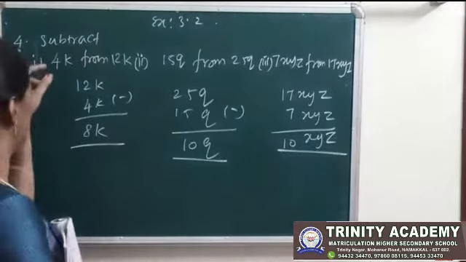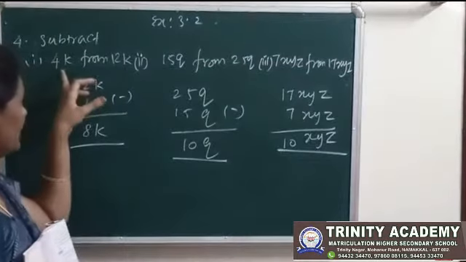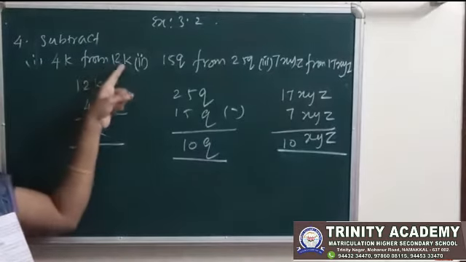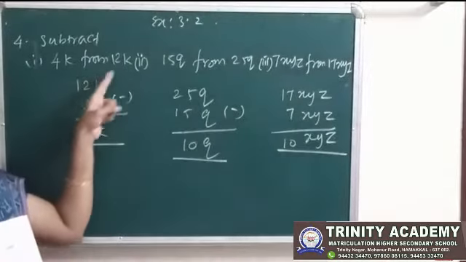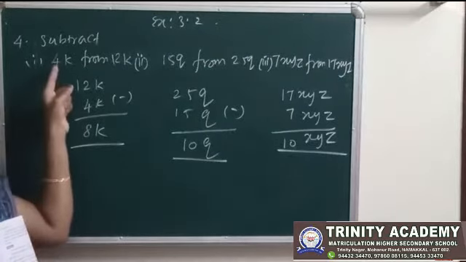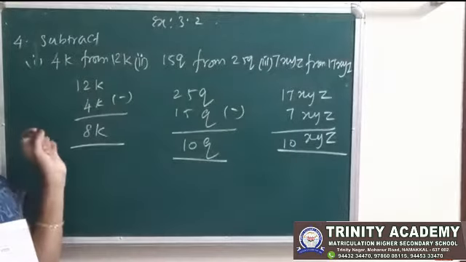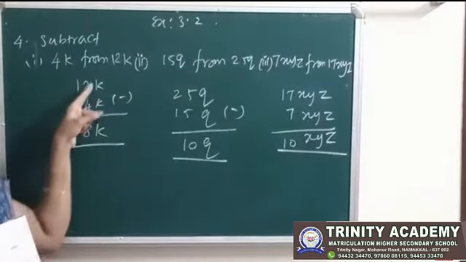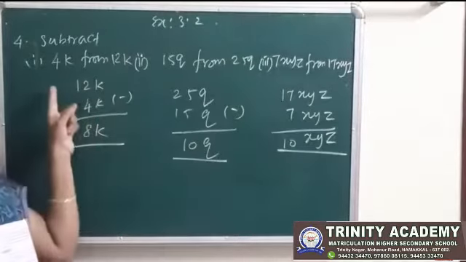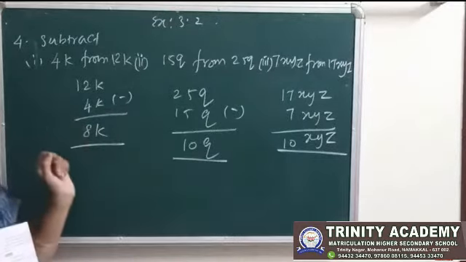See the fourth one, subtract. Now we subtract 4k from 12k. See here, after 'from', what is given, that one you write first. Here after 'from', 12k is given, so first you write 12k, then you write this 4k. Now we subtract, so we put a minus sign. So 12 minus 4, here also you write the variable as it is, just you subtract the coefficient only. 12 minus 4 is 8k. So the answer is 8k.